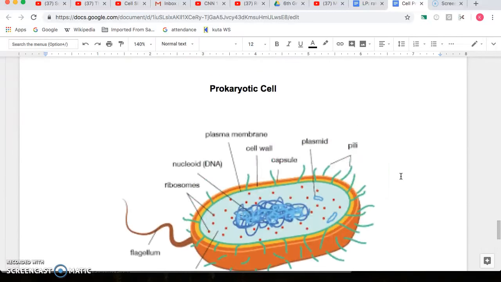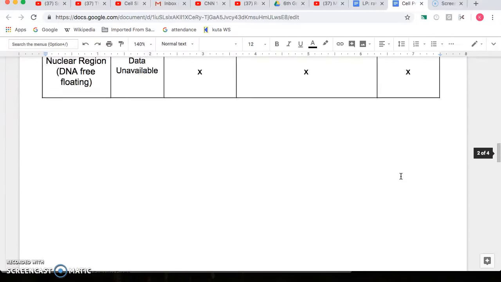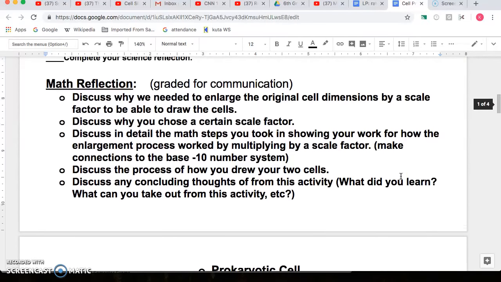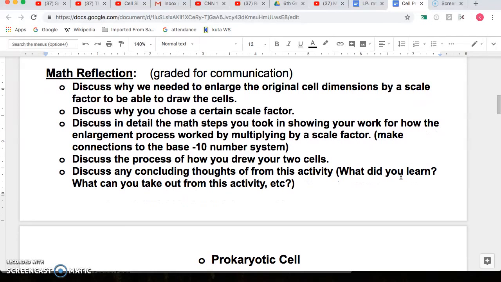After that, in your packet, it shows you how we're going to be grading it. And like I mentioned, for math, it's going to be on communication, mainly on that math reflection. So make sure that you've done the math correctly, shown your work. Make sure it's clear enough to read. You've drawn and measured accurately, and then you've written your reflection based on all of these.